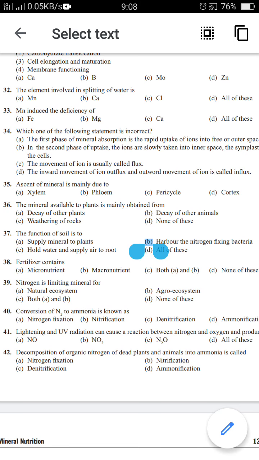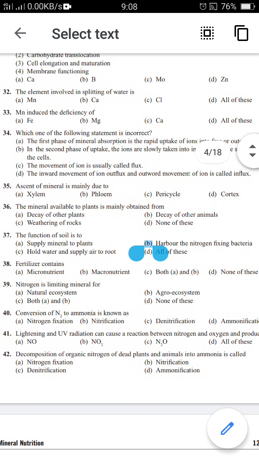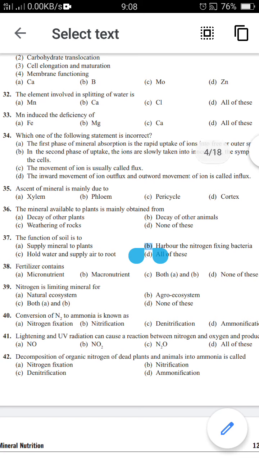Supply mineral to the plants through xylem tissue by mixing with the water. Next, harbor the nitrogen fixing bacteria like Rhizobium. Next, hold water and supply air to root. So all these are different functions of the soil. Very important, please remember. Previously they asked this in the NEET examination also.